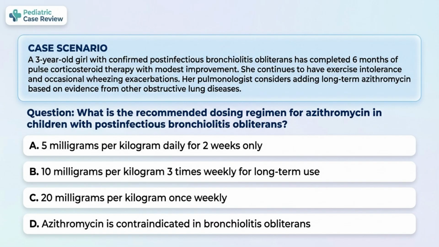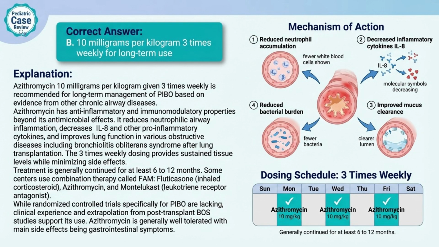Case number 14. A 3-year-old girl has completed 6 months of pulse corticosteroid therapy with modest improvement. The pulmonologist considers adding long-term azithromycin. What is the recommended dosing regimen in children? Option 1. 5 mg per kilogram daily for 2 weeks only. Option 2. 10 mg per kilogram 3 times weekly for long-term use. Option 3. 20 mg per kilogram once weekly. Option 4. Azithromycin is contraindicated in bronchiolitis obliterans. The correct answer is option 2.